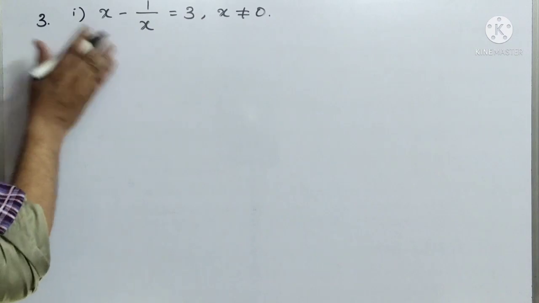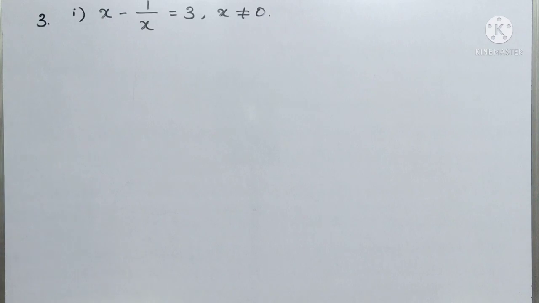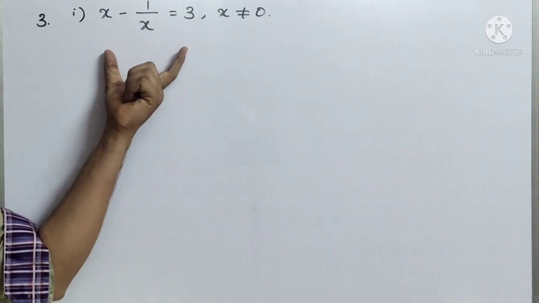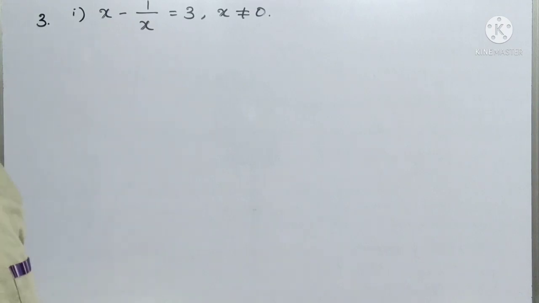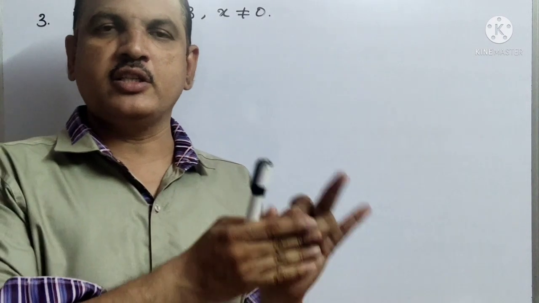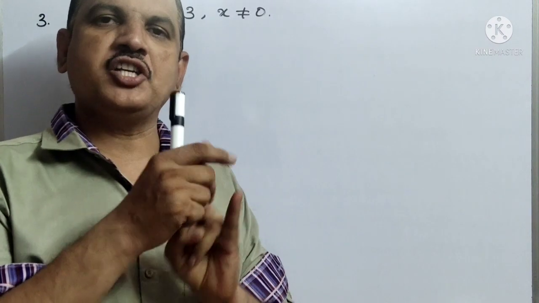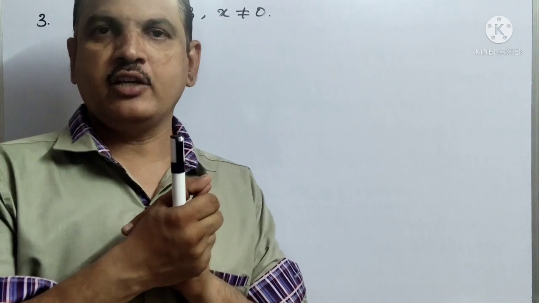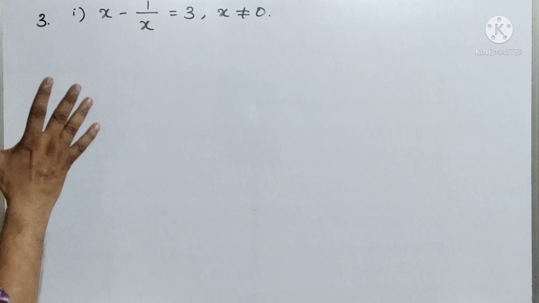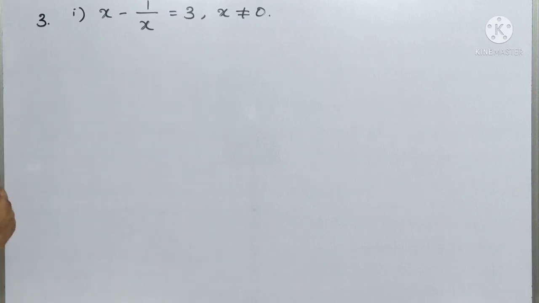Now he is asking to solve. Is it clear? The question is, find the roots of the following equation. As I told you, to find the roots we have three methods. In that, we already know that the completing square method is not there, so only factorization and the quadratic formula. I am telling you, the quadratic formula is the best way to find the roots.